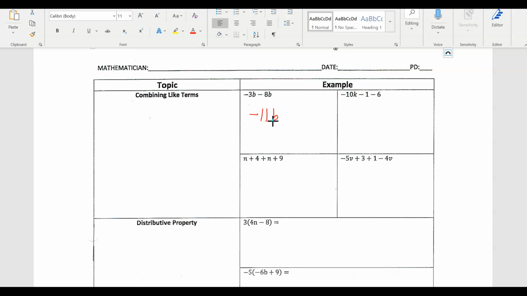Okay, so those are the only like terms. Now here in the next expression, I don't have any other k's other than my negative 10k. So I'm going to write that negative 10k down. And then I have minus 1, minus 6, so that's going to be a total of minus 7. So negative 10k minus 7 there. Now I look at the next example. I have an n here and another n here, so that's a total of 2 n's.